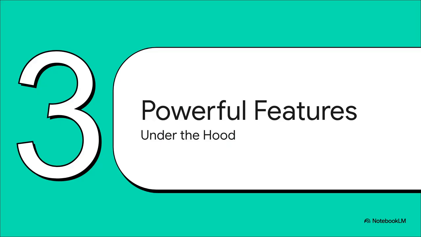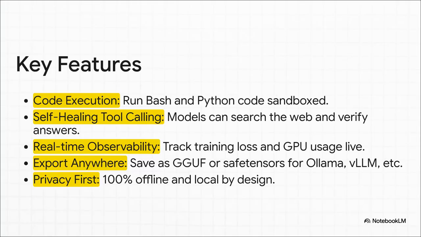But don't think for a second that Unsloth Studio is just about being simple. It is packed with incredibly powerful features under the hood that are perfect for more advanced users. Let's just run through these real quick. You get sandboxed code execution, so you can safely run Python and Bash scripts. There's this wild self-healing tool calling, which lets models go out and search the web to check their own answers. You can watch your training in real time with live charts for GPU usage and training loss. And when you're all done, you can export to popular formats like GGUF to use with tools like Ollama.